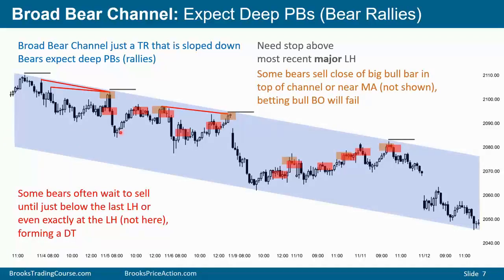The bears believe that it's in a bear trend. They're expecting every reversal up to fail. Therefore, if there's a big bull trend bar in the middle third or top third of the most recent sell-off, bears will sell the close, betting that the bull breakout will fail and that the bear trend will resume.